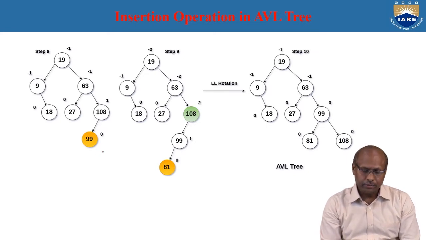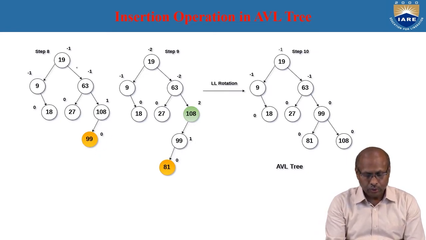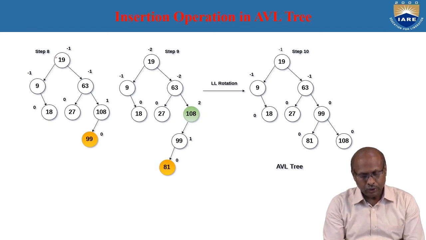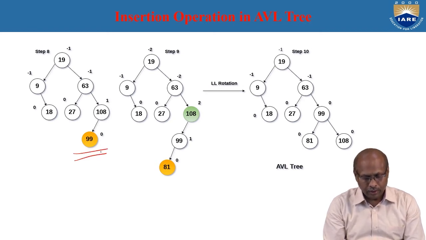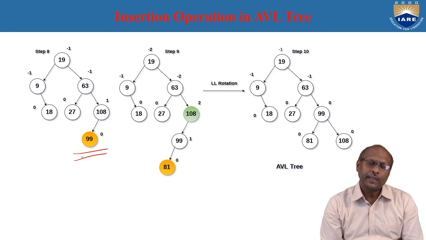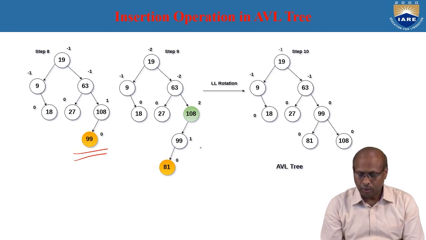Now next 99 comes. When the 99 comes, you have to insert it after 108. If you think about this tree now, everywhere the balance factor is within the range, so there is no problem.